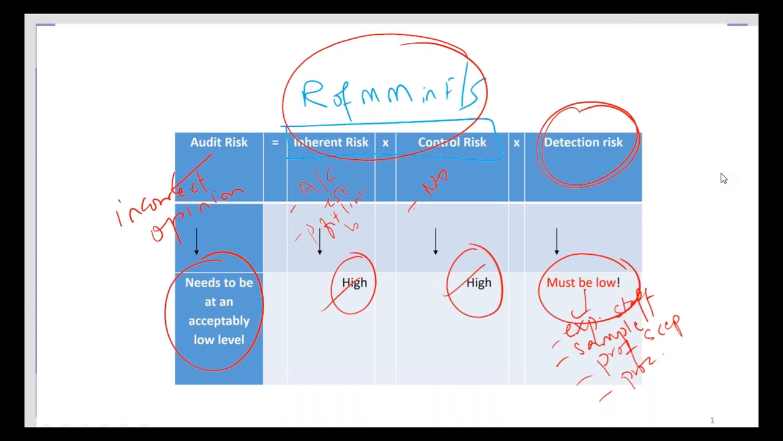Sarah, inherent risk is the, oh, no need. Okay. Thank you. Okay.